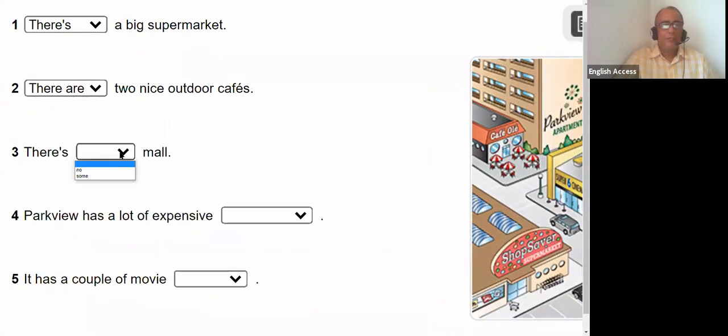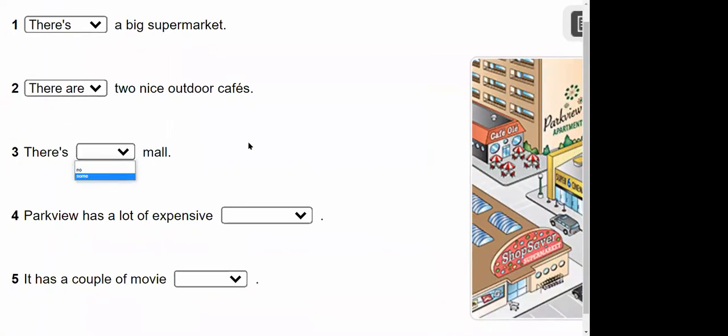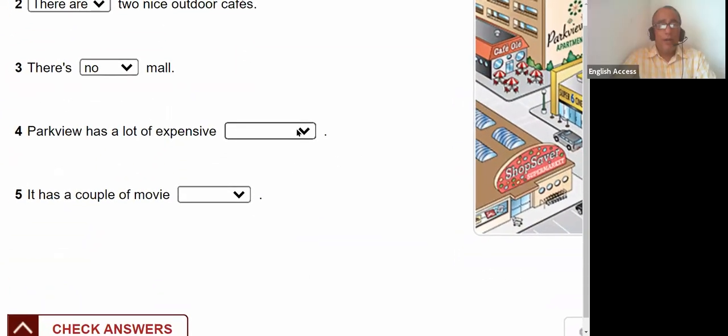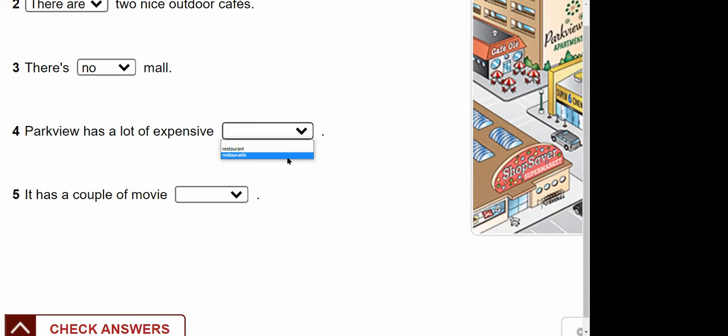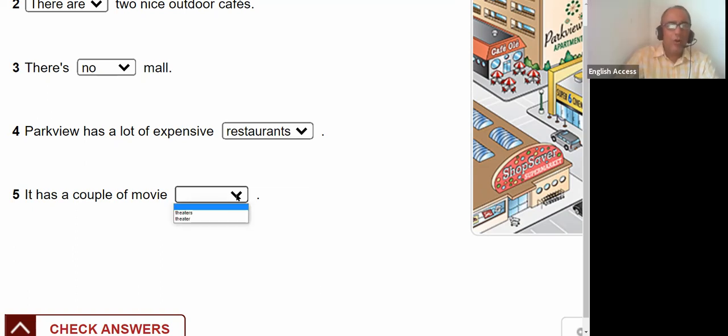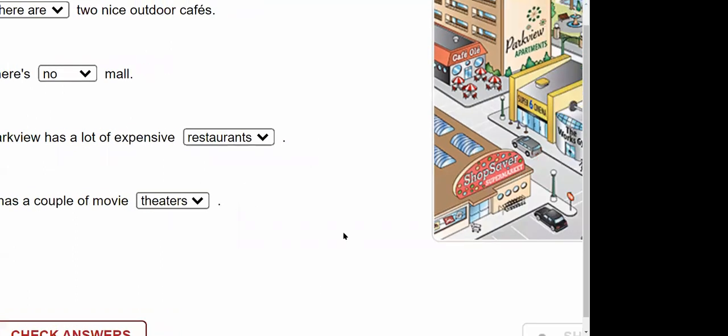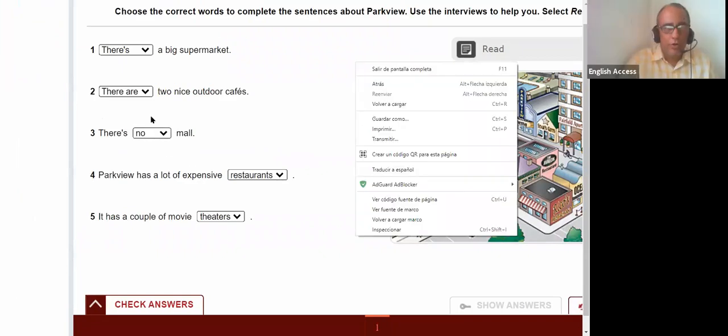What is the answer? There is no or there is some? No. There is no mall. Number 4, Parkview has a lot of expensive restaurants. Restaurants. Exactly. And finally, it has a couple of movie theaters. Theaters. Exactly. Here we have some new words.